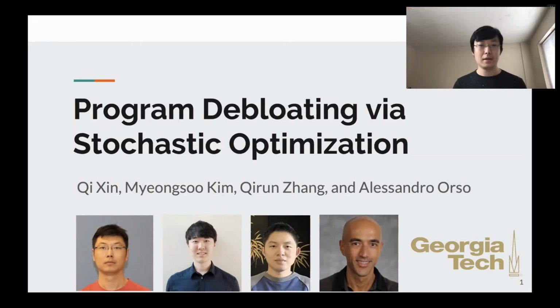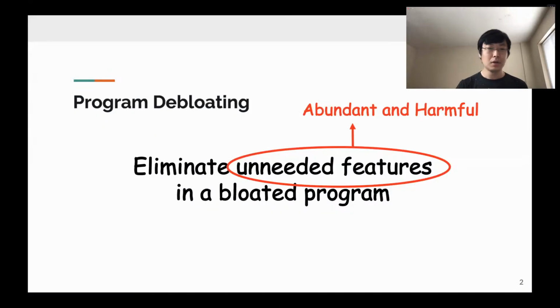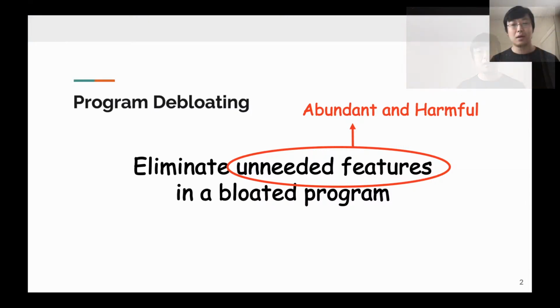Hi, my name is Ki-Jin. Today I'm going to talk about our work, program debloating via stochastic optimization. Today's programs are complex and contain an abundance of unneeded features which can severely harm the performance and security of a program. So program debloating techniques aim to eliminate the unneeded features of a program and create a reduced version.